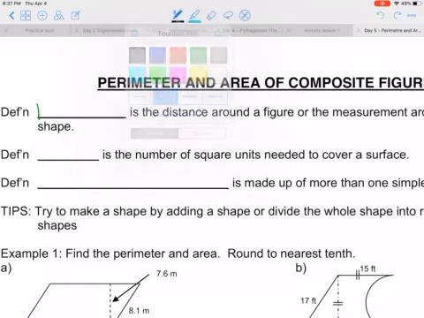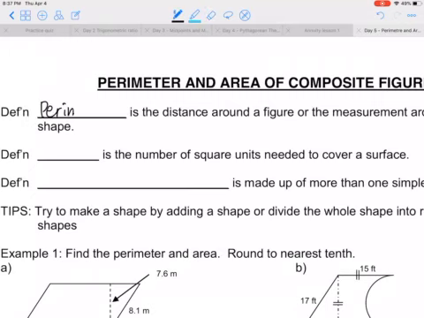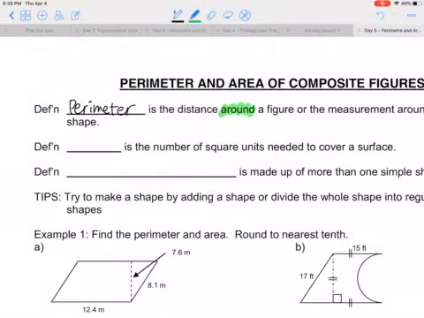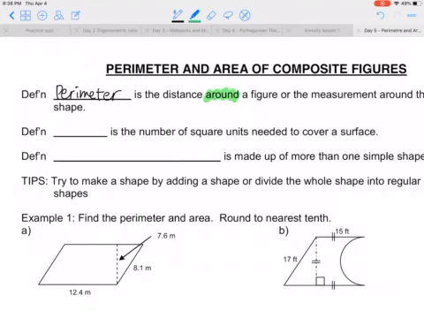Perimeter. I somehow cannot pronounce this word properly sometimes. So perimeter is the distance around it. Remember, it's the around, it's the outside, it's around, right? Now the second definition is the number of square units needed to cover. So it means cover. What is covering it? It's covering the inside of the shape, right? So that's basically then area.